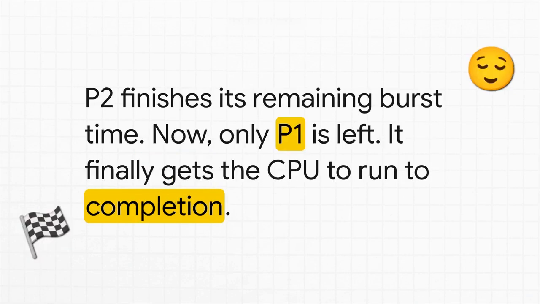Now let's not forget, P2 needed 4 seconds total, but it only got to run for 1 second, way back at the beginning. So it still needs 3 more seconds. It runs from time 5 all the way to time 8, and now it's finished. And finally, who's left? Just one process, our poor patient P1. It finally gets the CPU all to itself to finish up.